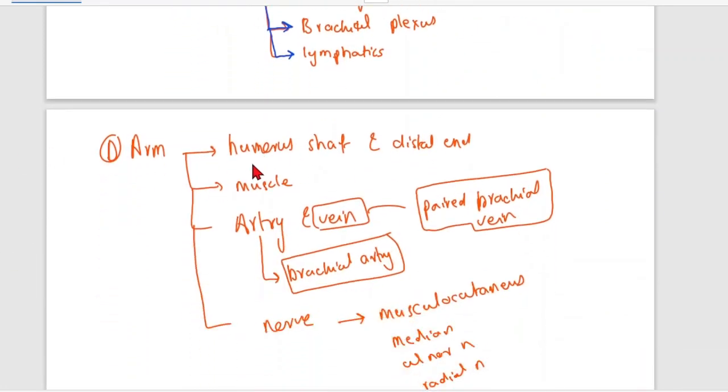Another is the arm, which has the humerus shaft and distal end. So you have to discuss the humerus shaft and its distal end, what ridges and condyles are present in the distal end. Another is the muscles of the arm. One is the anterior, another is the posterior. The anterior is actually the flexor muscle, and the posterior is the extensor muscle that extends the arm.